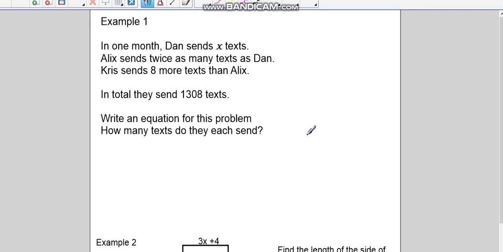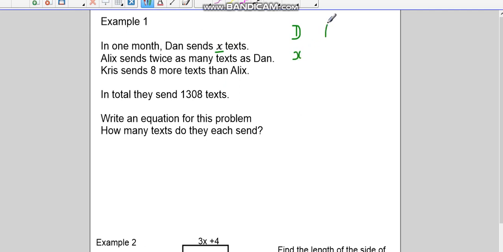So it says, in 1 month, Dan sends x texts. Alex sends twice as many texts as Dan, and Chris sends 8 more texts than Alex, and in total they send 1,308 texts. Write an equation for this problem, and how many texts do they each send? So it's a bit like a logic problem, but we can get an equation for this. So let's start with Dan. Put D for Dan. We're told he sends x texts, so let's just put an x there.